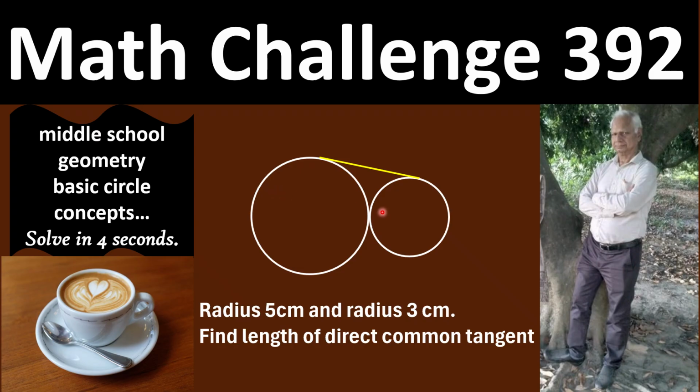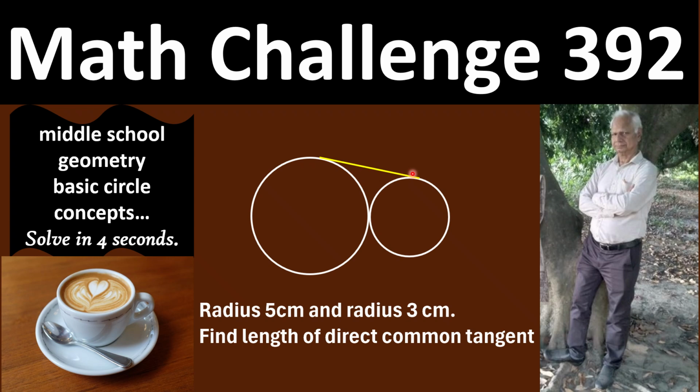We are given two circles. The larger circle has a radius of 5 centimeters and the smaller circle has a radius of 3 centimeters, and we have drawn a common tangent, a direct common tangent, and we have to find the length of this common tangent. Two circles, 5 centimeter radius and 3 centimeter radius, they have a common direct tangent, and we have to find the length of the common tangent.